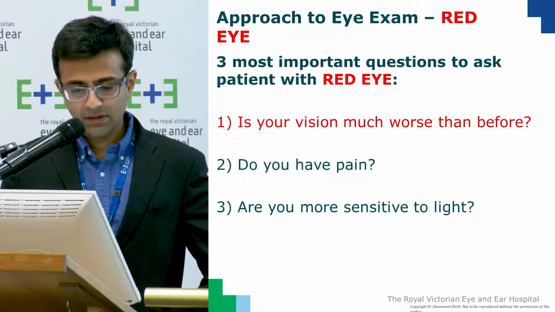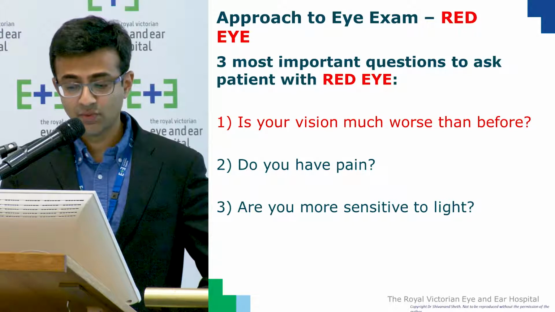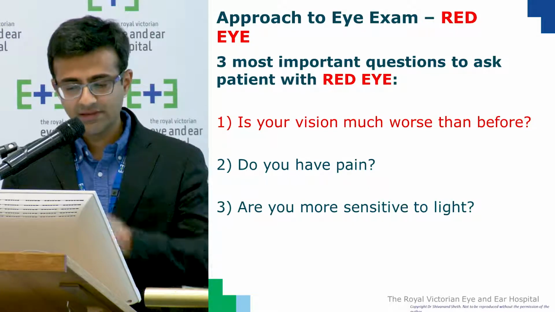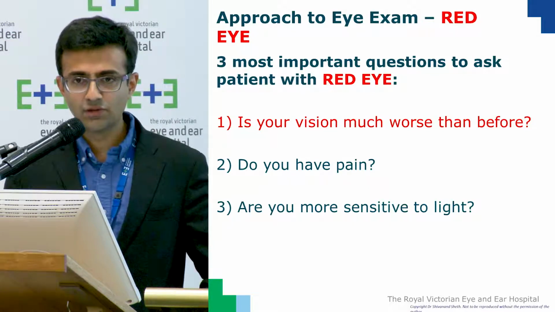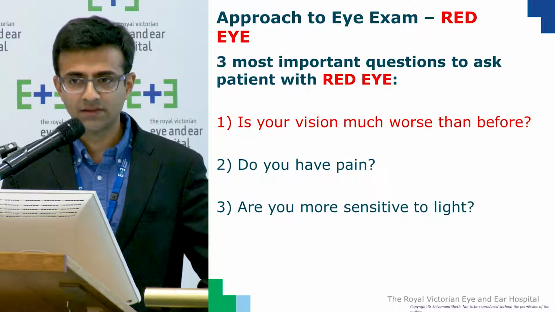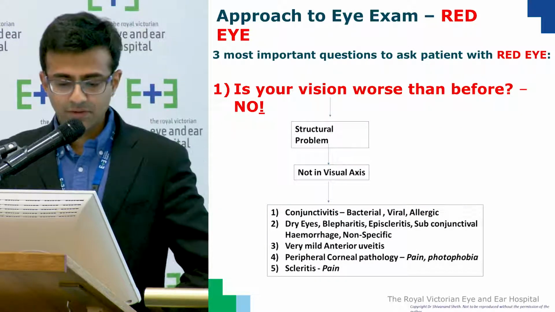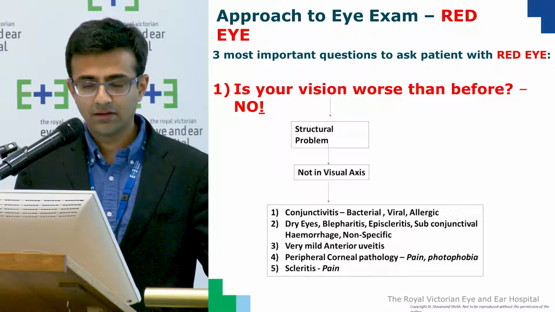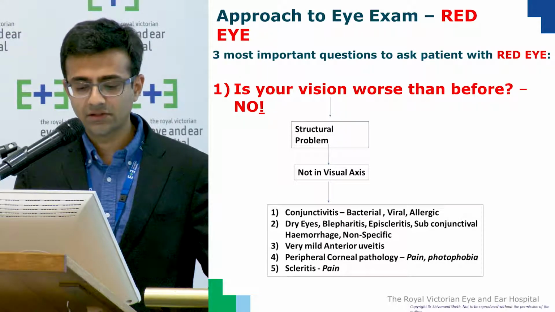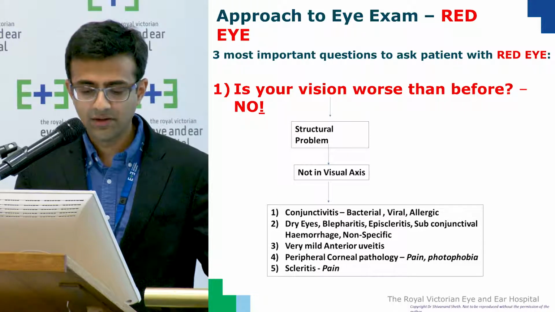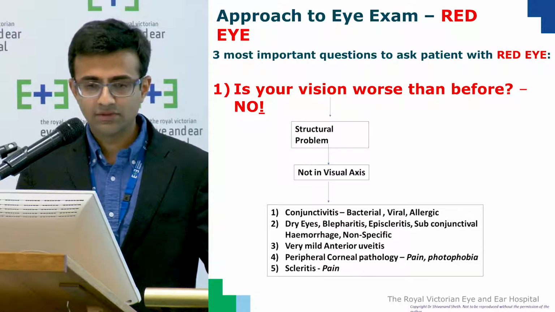So that comes to, is your vision much worse than before? Those were all the yeses. And if he says no, my vision is not as bad as it was before I had the red eye, so it's probably a structural problem not in the visual axis. It's a structural problem because his eye is red, but because his vision is not worse, it can't be in the visual axis.